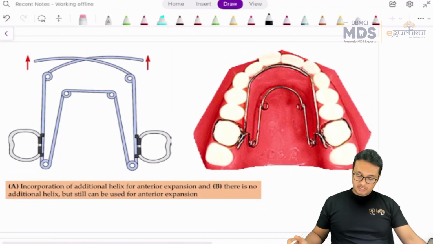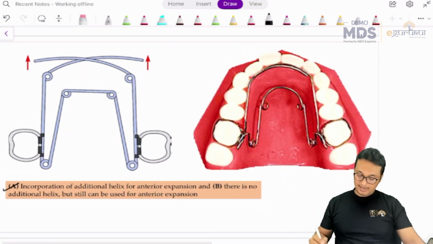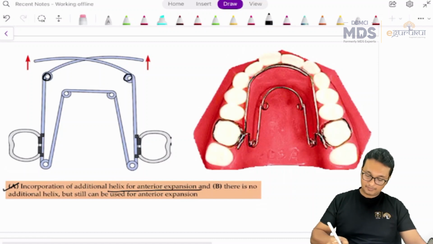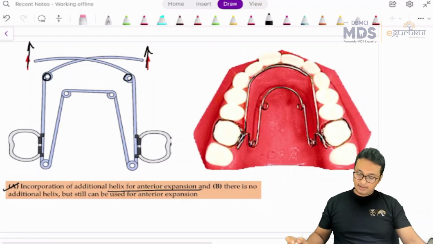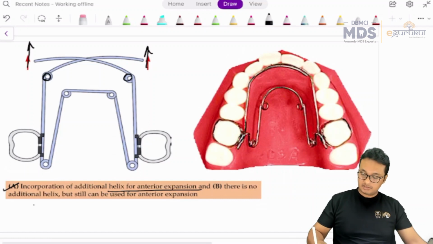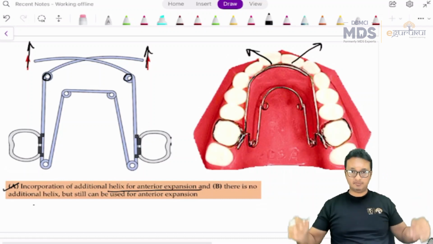So another modification is incorporation of additional helix for anterior expansion. So these helices can be opened up, that can cause expansion in the anterior region, or that can cause proclination of the anteriors if there is a particular need for such situation. And in the second figure, although there is no additional helix, but still it can be used for anterior expansion. Just pull the two ends of the wire in this way, that will lead to expansion of the upper anteriors.